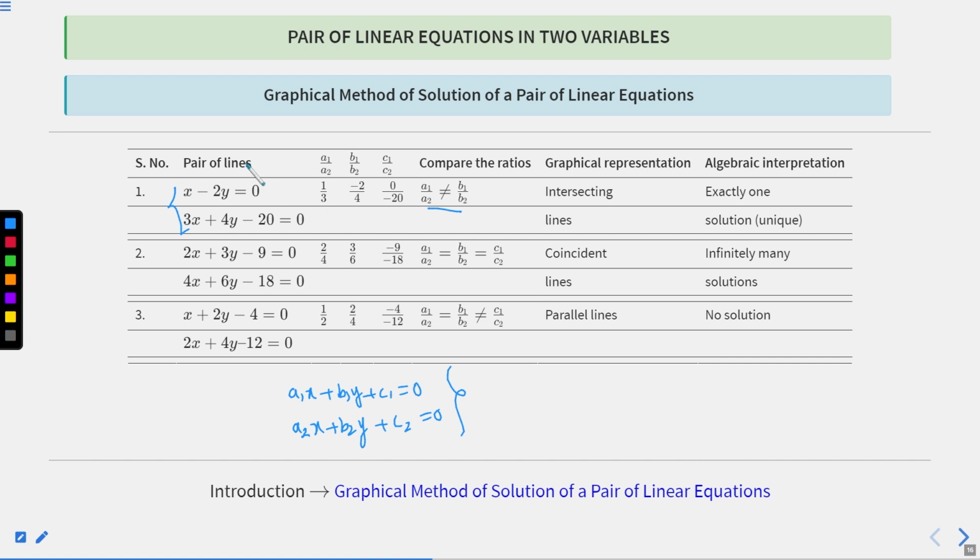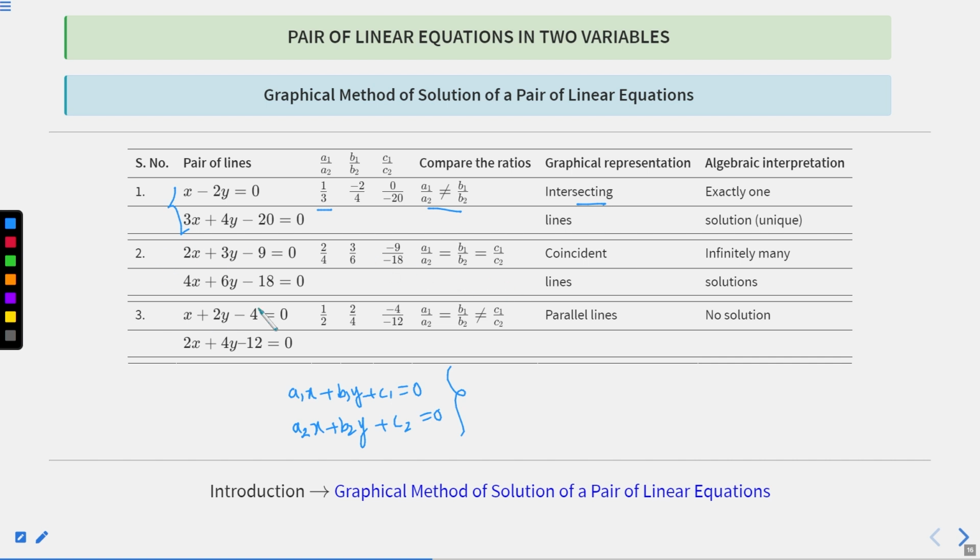So for this pair of linear equations, the ratio A1 by A2 does not equal B1 by B2. Here A1 by A2 is equal to 1 by 3 and B1 by B2 is equal to minus 2 by 4, and they are not equal. So the lines are intersecting lines. And if we interpret algebraically, you can say this pair of linear equations has exactly one solution, that is a unique solution.